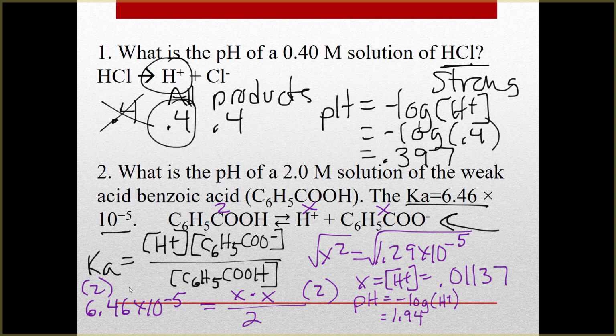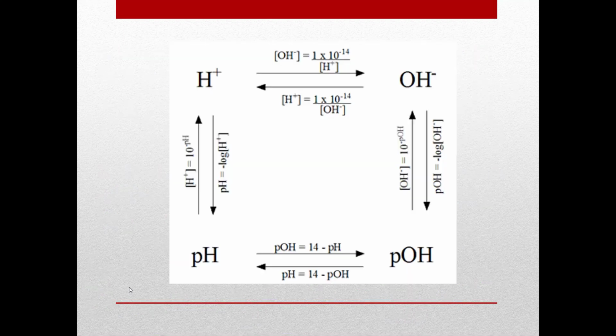We would apply these same principles if I had a strong base or a weak base. So these two problems pull together everything that we've been talking about. This is called a pH square. It has all the equations that we need. So if you're wondering how to get from one point to the next, you can pause the video and use this to help you.